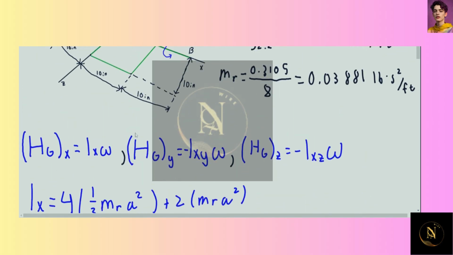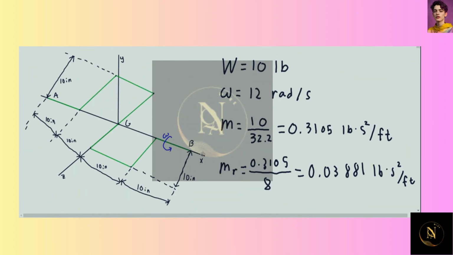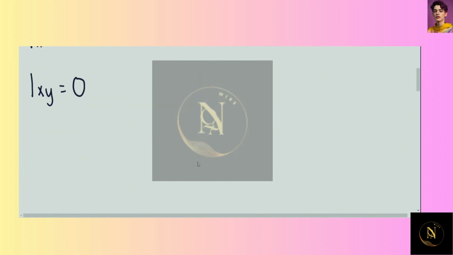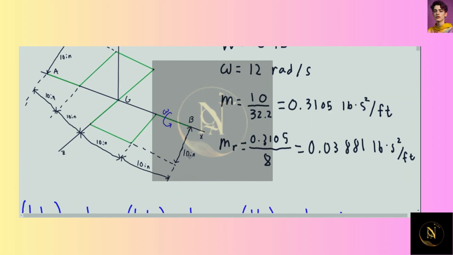Now the moment of inertia about the xy direction is going to be equal to 0, since if we look at the free body diagram, notice that in the xy plane we don't have any rods. It's all in the xz plane. So there's no moment of inertia in this xy plane.